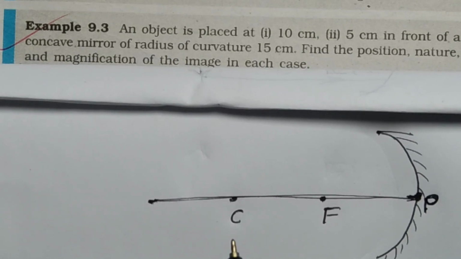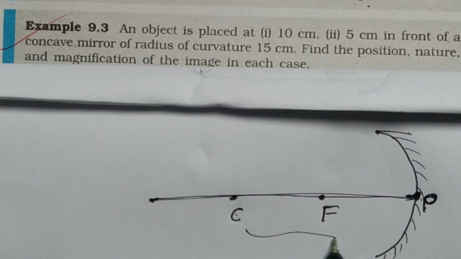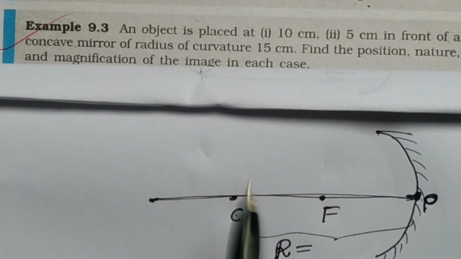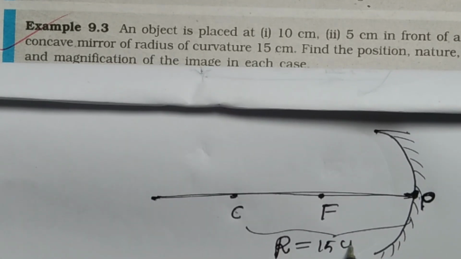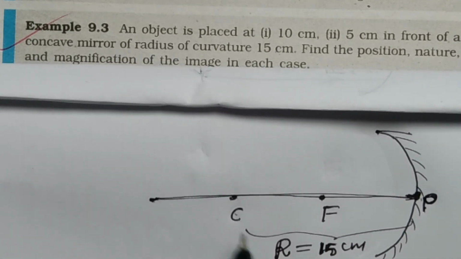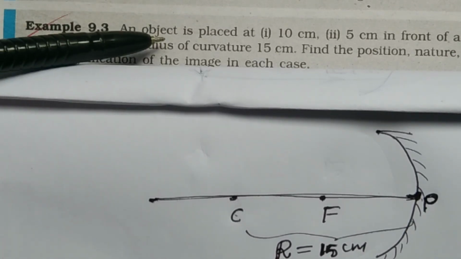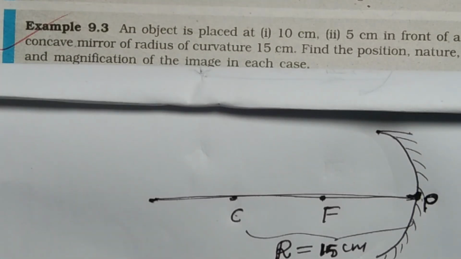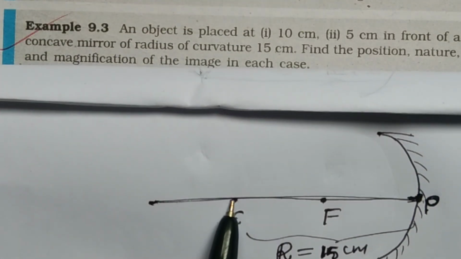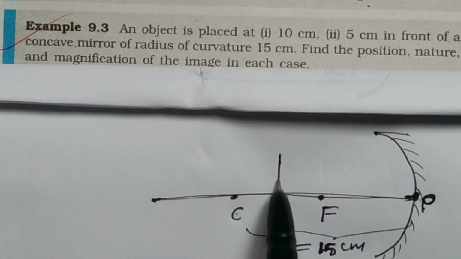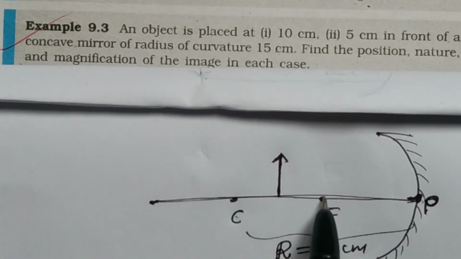So as we all know, radius of curvature means what? The distance between C and P. This is called the center of curvature. The distance between C and P is called the radius of curvature. It is denoted by R and it is given how much? 15 centimeter. Now the radius of curvature is longer than the object distance. That means we have to place the object between center of curvature and focus. Here an object is placed between C and F.